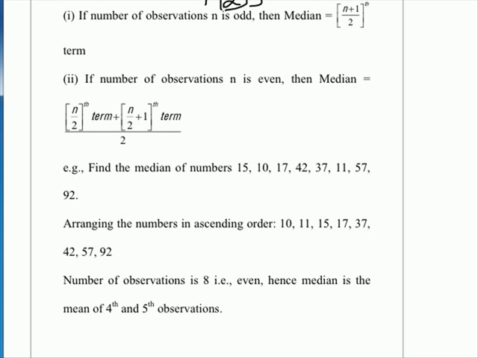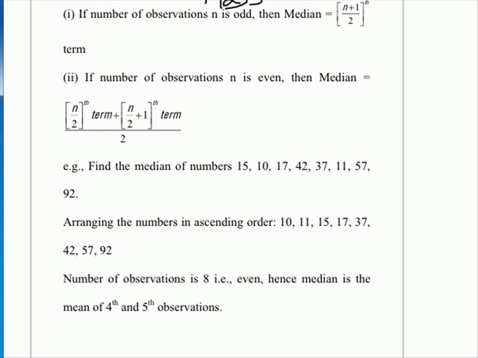However, things get more interesting if the number of observations is even. So if you had 1, 2, 3 and 4, then the median is basically the average of 2 and 3, which is 2.5 here.